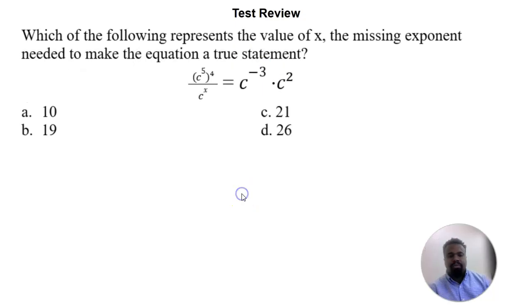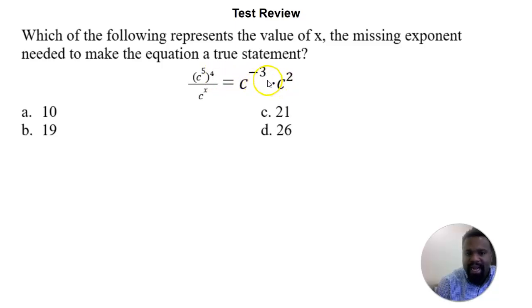All right. Look at this one. Which of the following represents the value of x, the missing exponent needed to make the equation true? So we've got to see which one of these will make this a true statement. So let's go ahead and apply our properties of exponents first. So the numerator is power of a power. So you're going to multiply 5 times 4, which is 20. So this is c to the 20th over c to the x.